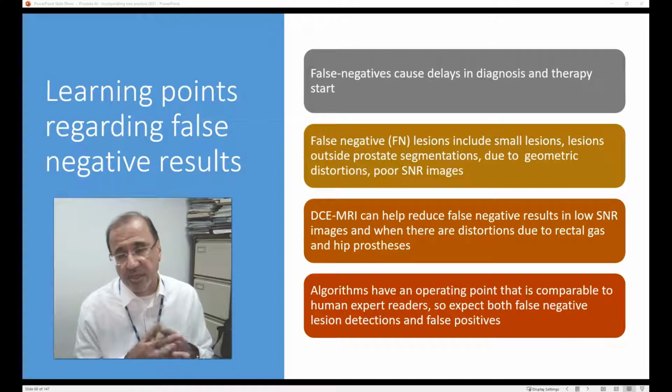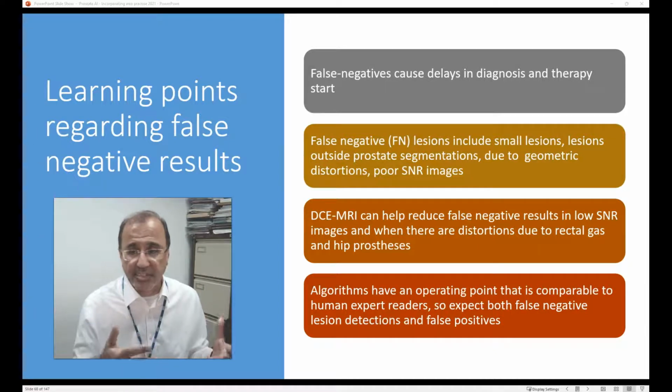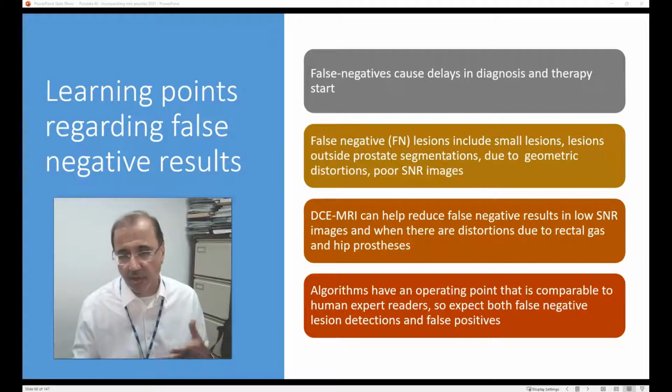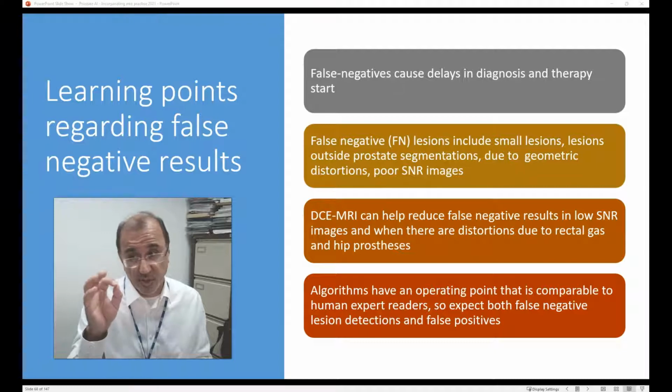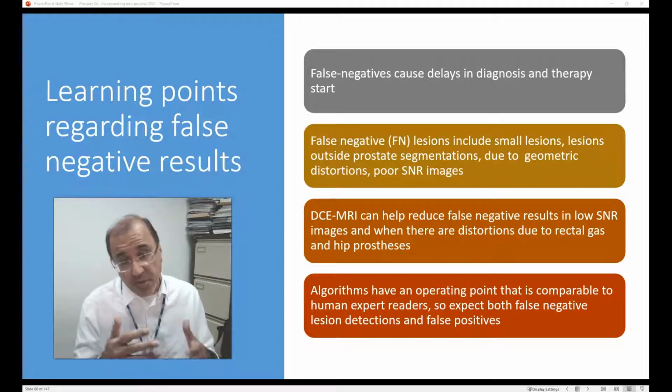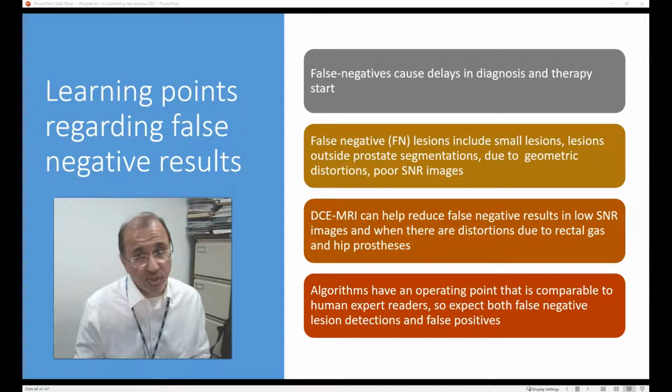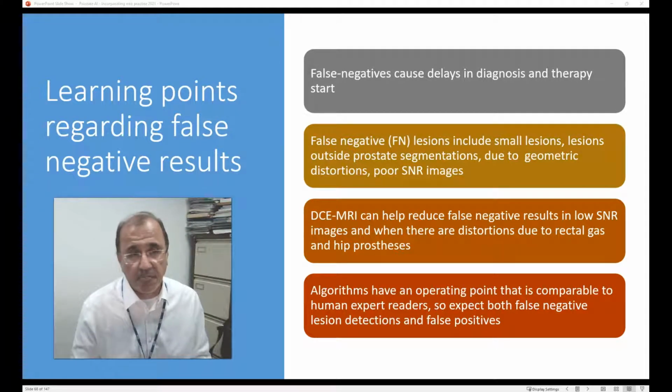So the learning points are: false negatives cause delays in diagnosis and therapy starts. False negatives are caused by the presence of small lesions, as we've already seen, lesions adjacent to segmentation to the prostate outline or just outside because of geometric distortions or poor signal-to-noise ratio images.